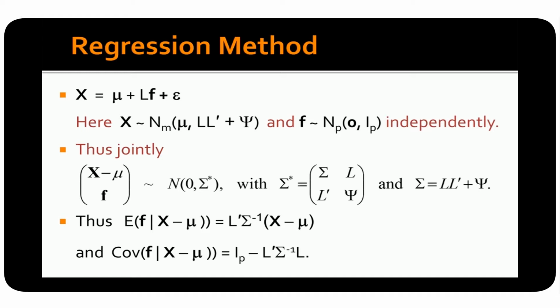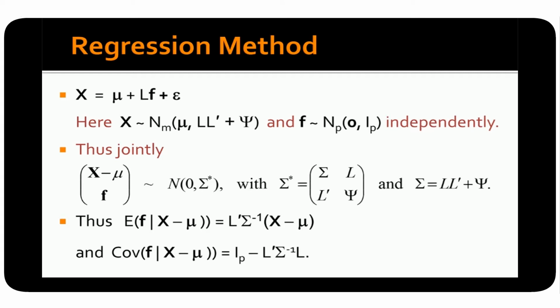If we use this result, remember again that this is a multivariate normal distribution, and if you remember the properties we have for multivariate normal distribution, you know that the conditional mean of f given x minus mu would be L prime sigma inverse x minus mu. That is basically the regression line. So, it is given by the covariance between f and x, which is L, and then the variance covariance of x, which is sigma, and that will come as an inverse, and then you have x minus mu.